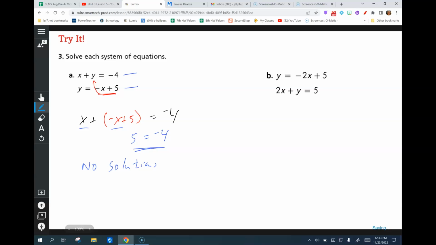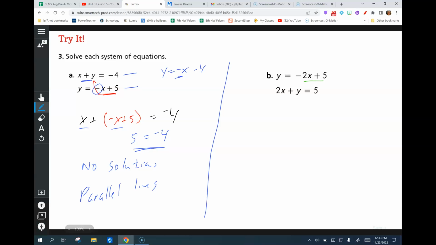If I were to graph these, what would they look like? That's right, these are parallel lines. If I were to graph these, they would be parallel lines, and you can see that. If you rewrite that first equation, you're going to get y is equal to negative x minus 4. So see how your slope is the same? It's a negative 1 in both. So you're going to have parallel lines right there. Okay, good. Let's look at the second one.